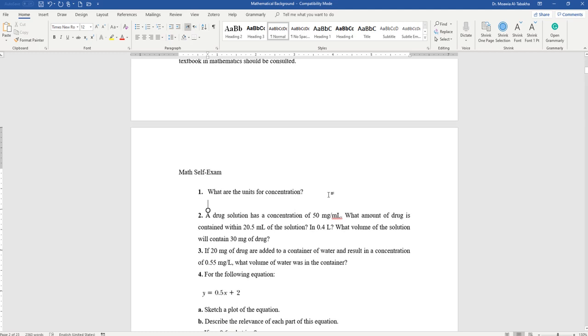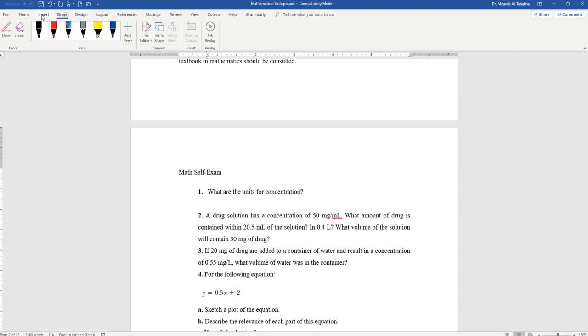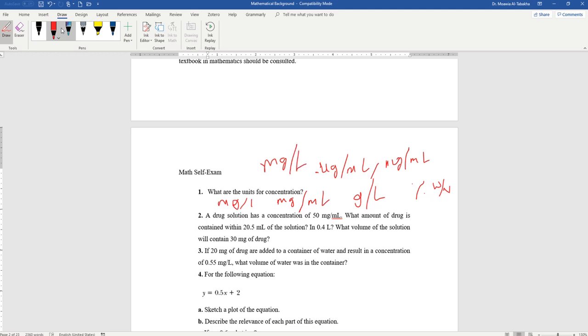milligram per liter, for example, or milligram per ml, or gram per liter. Of course, there are other expressions such as the percent, W by V, and we have W by W, etc. But in pharmacokinetics, you might use mainly the microgram per ml or milligram per ml. Okay, these are the more common ways, or milligram per liter. These are the common things you use in pharmacokinetics.